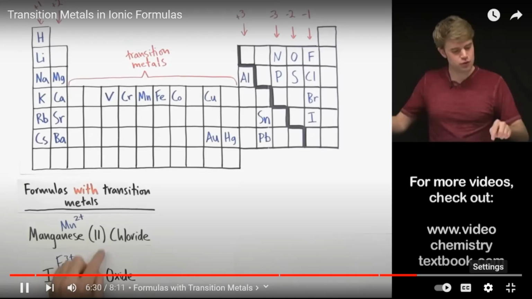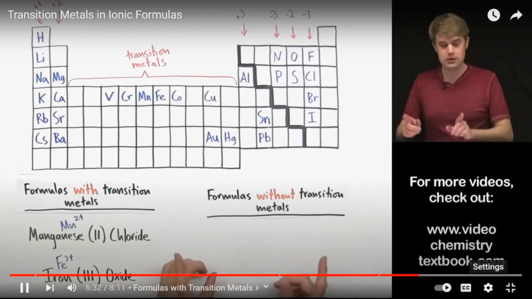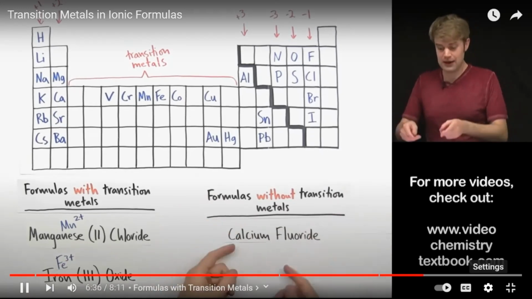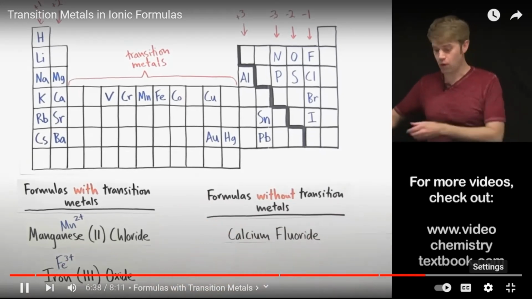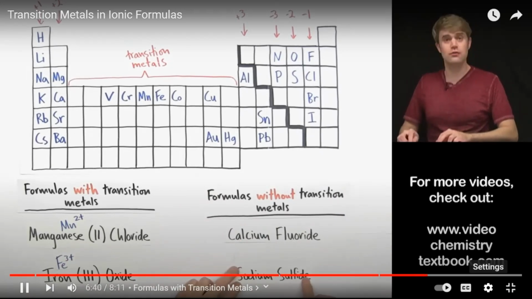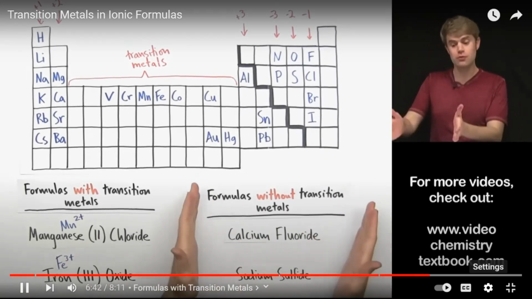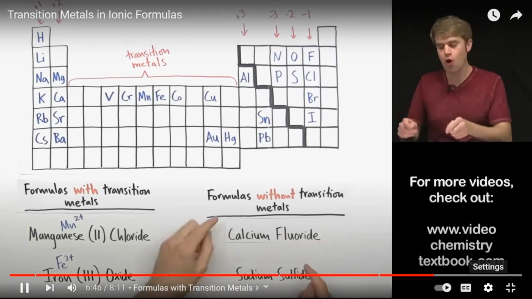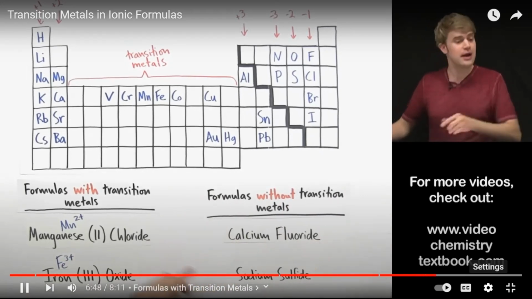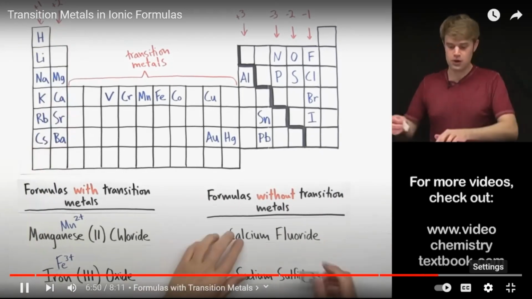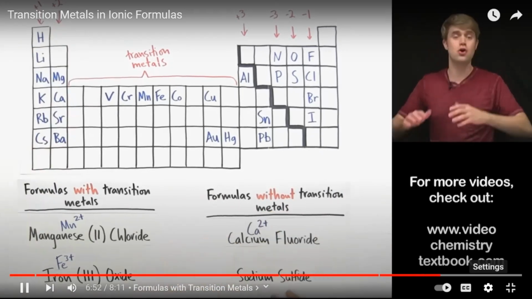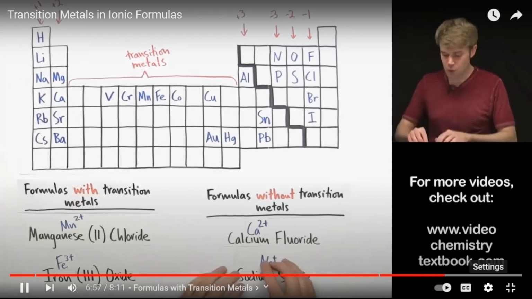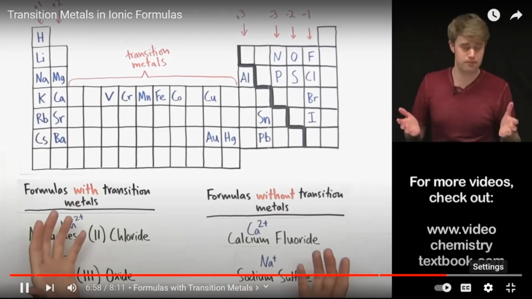Okay? This Roman numeral notation is different from formulas without transition metals, where we just write calcium fluoride, or sodium sulfide. We don't have to use Roman numerals when we write formulas without transition metals because it's totally clear what these charges are, right? Calcium is in this column here, so we know for sure that it's 2+, and it's always going to be 2+. Sodium is in this column here, so we know that it's 1+, and it's always going to be 1+.